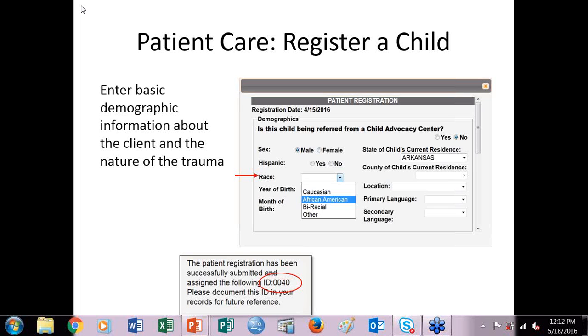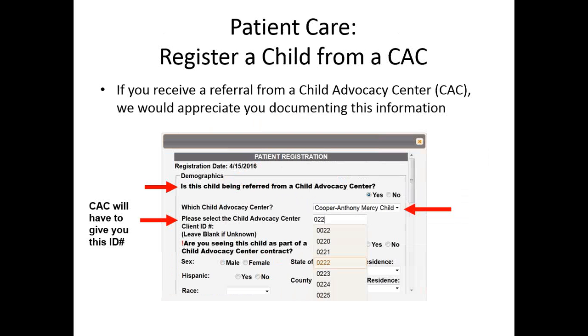So we don't collect things like birth date. We ask for birth month and birth year, but we don't ask for a day. We don't ask for things like Social Security or anything like that. So it's just important for you to keep up with that information on your own.